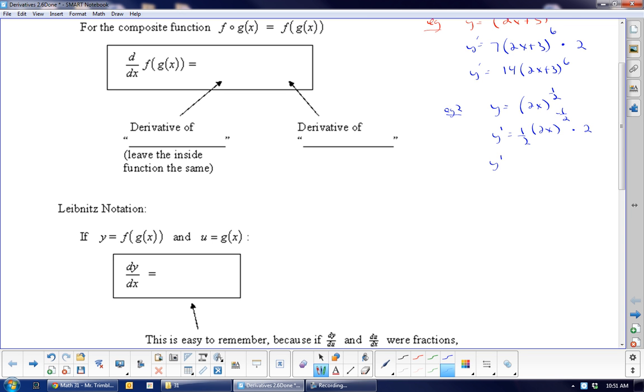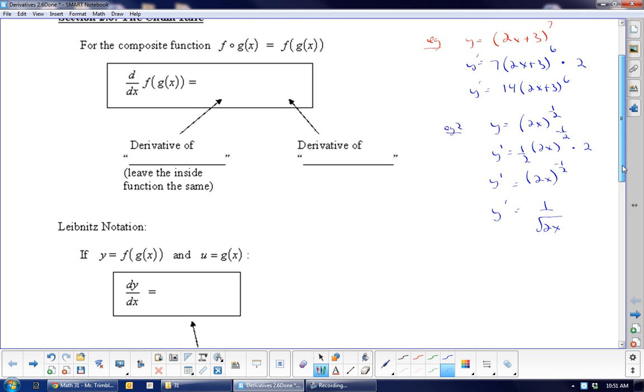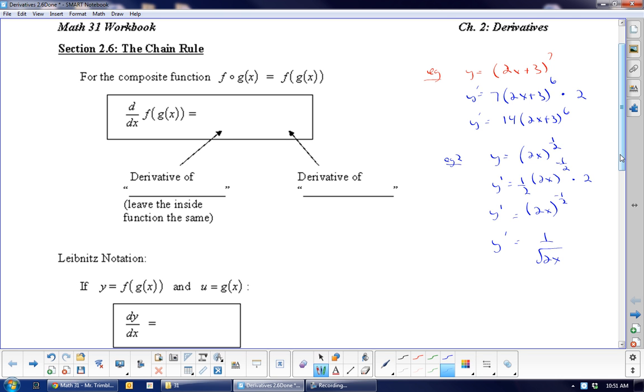So y prime would equal (2x) to the negative 1/2. So y prime would equal 1 over root 2x. Okay, so that's what we're doing today. I thought instead of doing all the notes first and then doing an example, sometimes it's easier to see the example first and then the notes make more sense, because this stuff can get all confusing with all the f prime, g primes, all these sort of things.